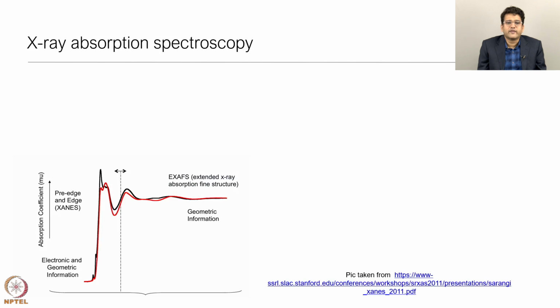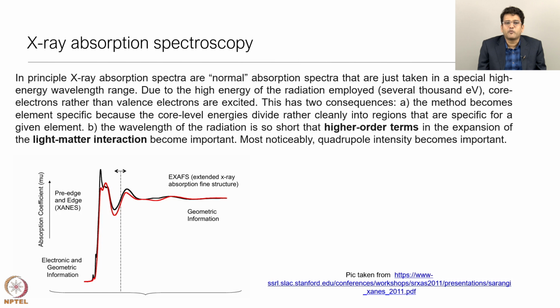Now, this is what an X-ray absorption spectrum looks like. This picture is taken from this site. In principle, X-ray absorption spectra are normal absorption spectra that are just taken in a special high energy wavelength range. Due to the high energy of the radiation employed, around 7000 eV, core electrons are excited rather than valence electrons. There are two consequences.